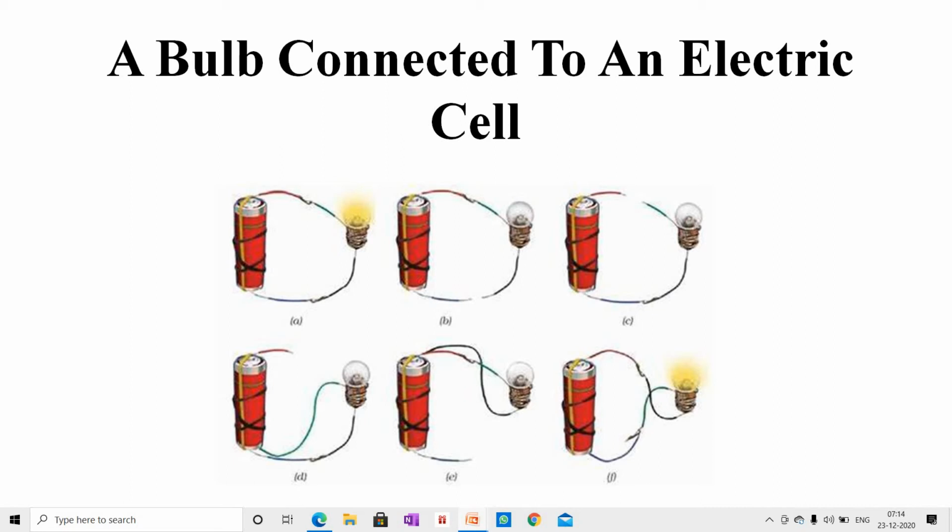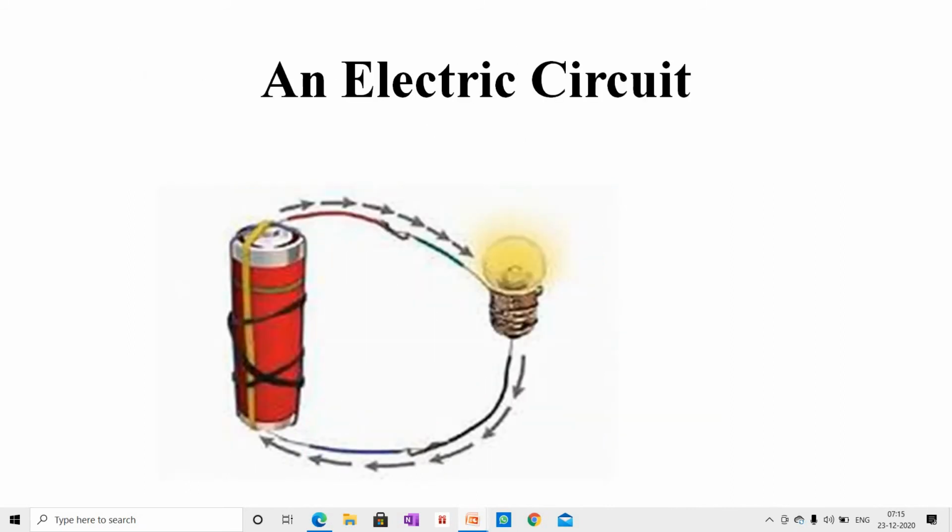In figure F, the bulb lights up because both the wires from the cell are connected with 2 terminals of the bulb. Students, in the activity, we connected one terminal of the electric cell to the other terminal through wires passing to and from the electric bulb. We note that in the arrangements A and F, the 2 terminals of the electric cell were connected to 2 terminals of the bulb. Such an arrangement is an example of an electric circuit.